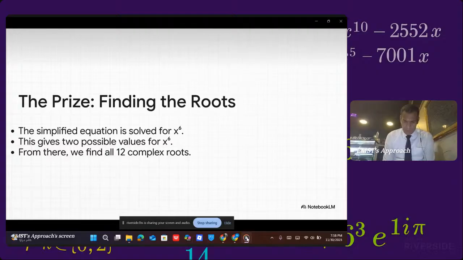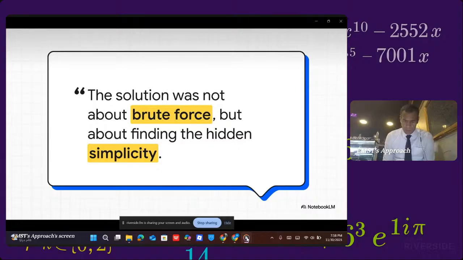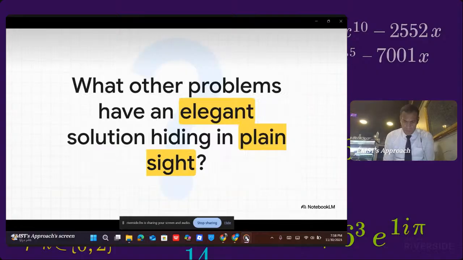We found the solution. So the big takeaway here is really powerful, right? The solution was never about just grinding it out. It wasn't about being a human calculator. It was about finding the right tool, a different perspective that let us see the beautiful simplicity hiding underneath all that terrifying complexity. And that kind of leaves us with one last question to chew on. Sure, this was a mathematical monster, but the principle, that applies just about everywhere. It makes you wonder, right? What other huge, complex, intimidating problems out there in science, technology, maybe even in our own lives have an elegant, simple solution just sitting there, hiding in plain sight?